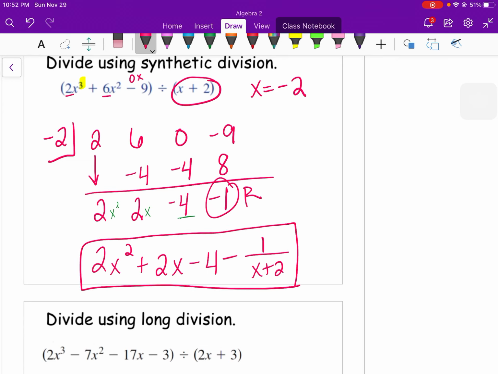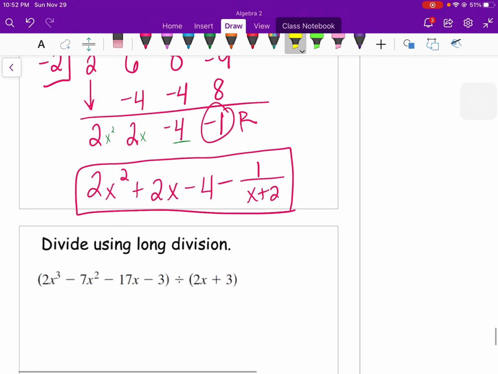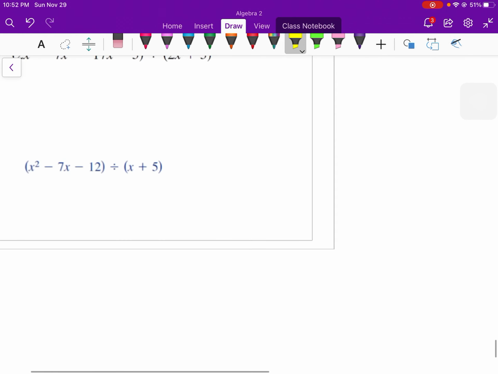But if you have a remainder, it always goes back over what you divided by on the end. And if there was no remainder, then that means that x plus 2 was a factor of that polynomial. So it divided into there evenly. And long division we skipped this year, so we did not do any long division problems.